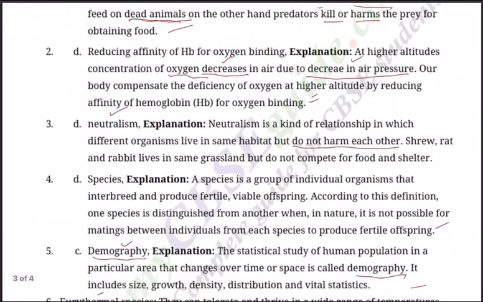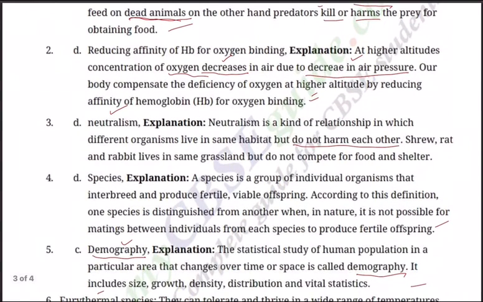Question 3, again the answer has to be D. As I said, neutralism. Neutralism is a kind of relationship in which different organisms live in the same habitat but do not harm each other. Shrew, rat and rabbit live in the same grassland but they don't compete for food and shelter. So there is no fight in this neutralism.